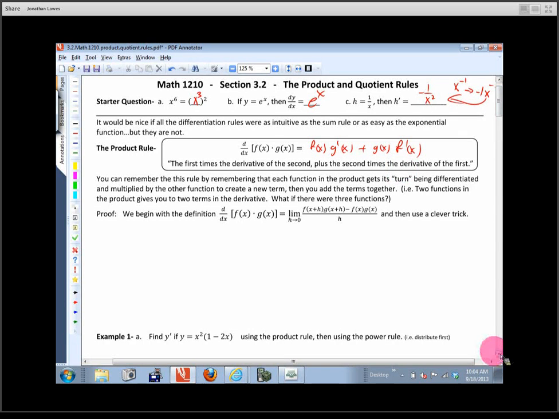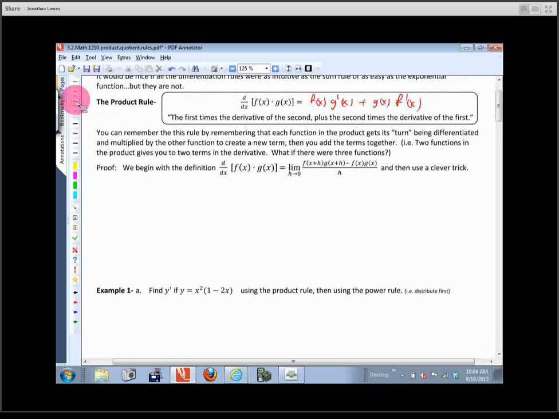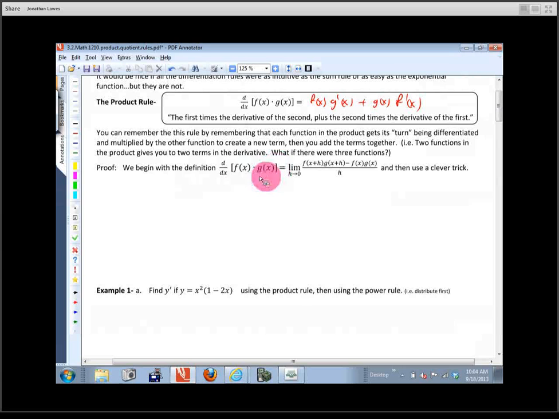So I'm going to attempt to run through a quick proof for this. This is what we're going to start with. We're going to start with the definition of the derivative. So that's the limit as h goes to 0 of f of x plus h times g of x plus h minus f of x times g of x all over h. And then we're going to do kind of a clever trick.